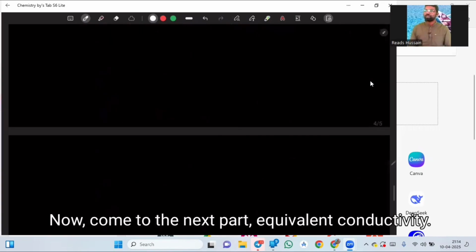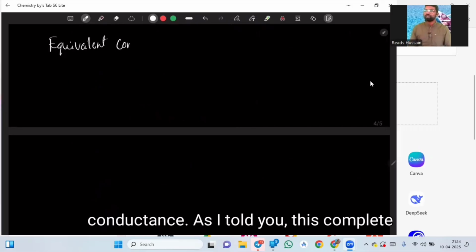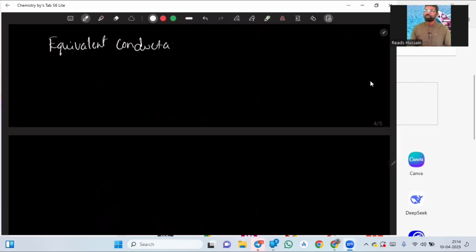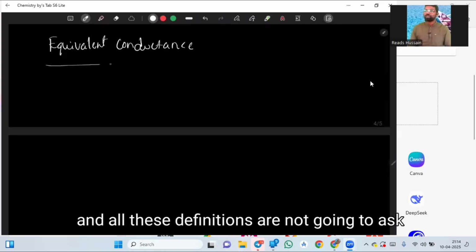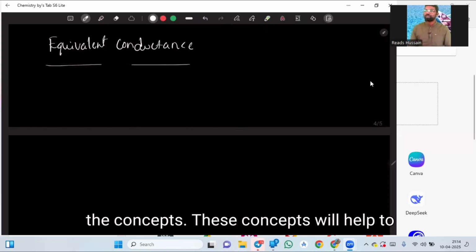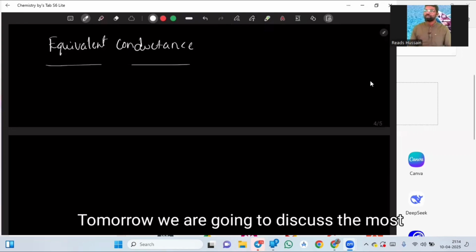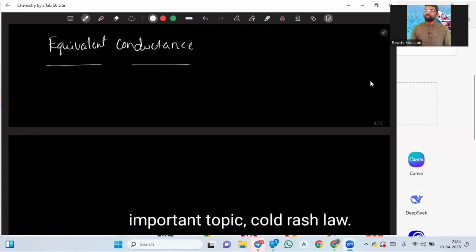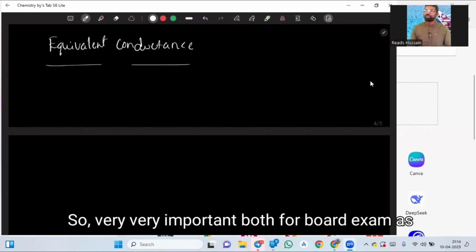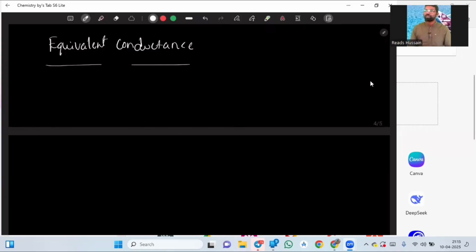Now come to the next part. Equivalent conductance. As I told you, this complete chapter is theoretical, and all these definitions are not going to be asked in your board exam, but these are just concepts. These concepts will be helpful to understand tomorrow's class. Tomorrow we are going to discuss the most important topic, Kohlrausch law. So very, very important both for board exam as well as competitive exams. And Kohlrausch law, briefly about Debye-Huckel-Onsager equation.